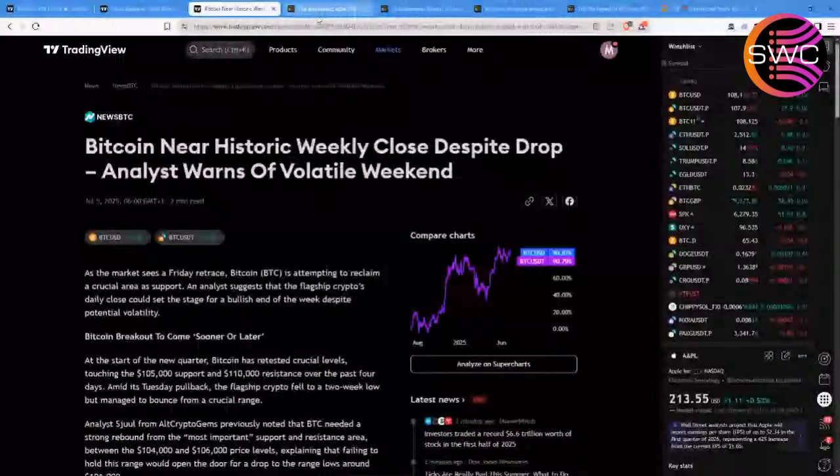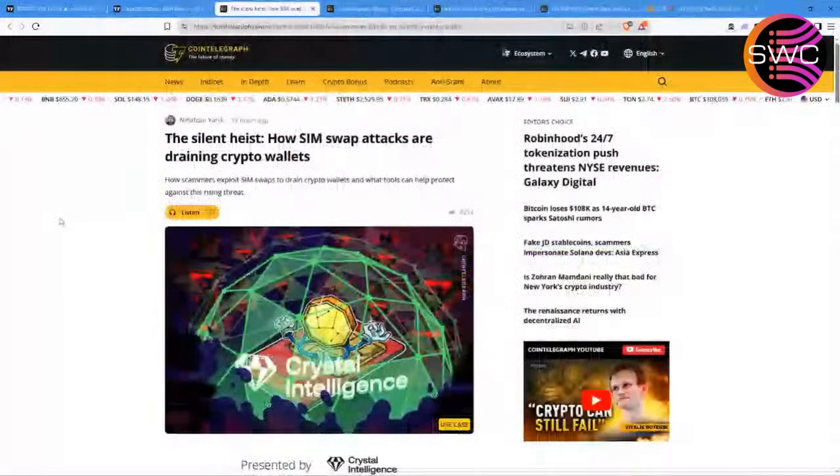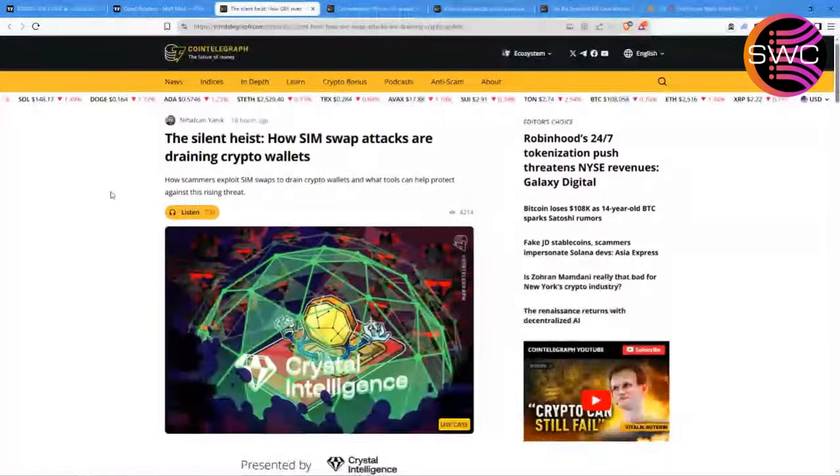This one I thought was kind of interesting. Silent Heist, SIM swap attacks on people's phones, crypto wallets on smartphones. I think this one is a bit of a risk. Occasionally on Discord, either on Stochastic or CSE, someone posted saying their Phantom wallet had somehow been drained.